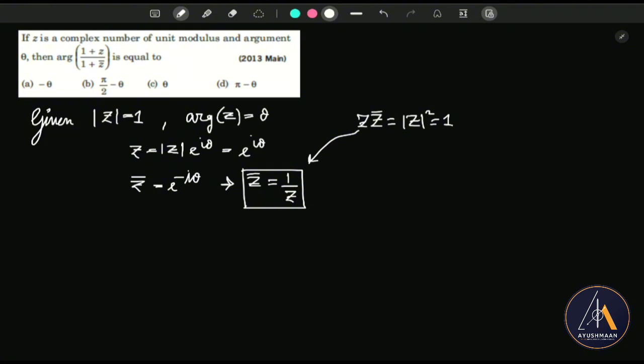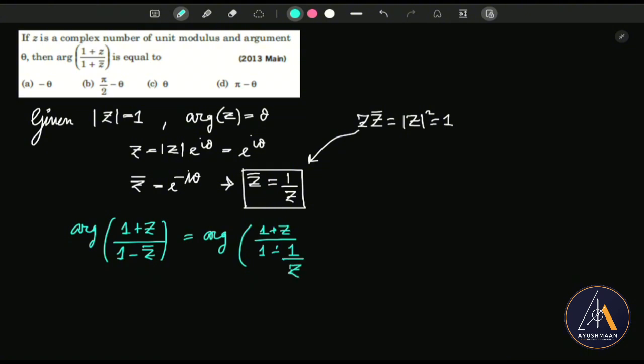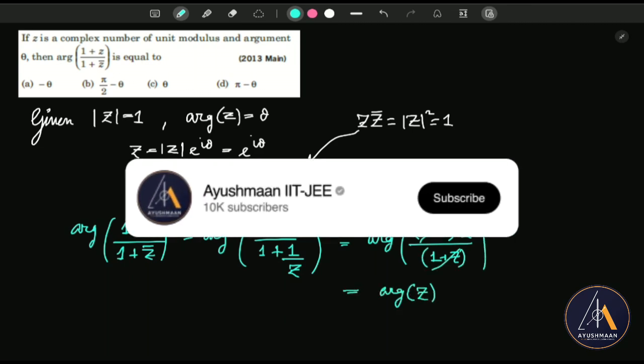Now हमें निकालना है, what we have to find out is argument of 1 plus z by 1 minus z bar. Now it can be written as argument of 1 plus z and 1 minus 1 by z. We were given plus over here, so plus. So this can be written as argument of 1 plus z into z by 1 plus z. This gets cancelled. This is argument of z, and is given in the question argument of z equals to theta.